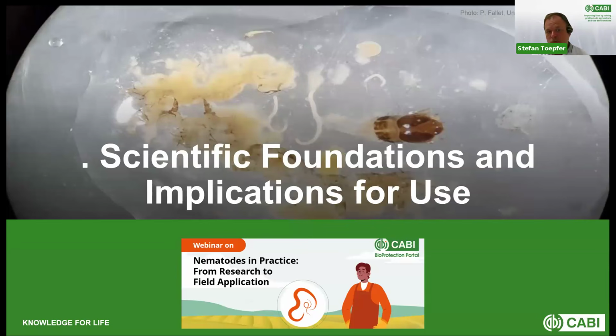So the first presentation is about scientific foundations and implications for use. As I said, that's presented now by myself as a crop health advisor from CABI. CABI is an international organization, not for profit. It's intergovernmental and is trying to solve issues in agriculture, food security, but also food safety. And when it comes to food safety, of course, the entomopathogenic nematodes play a big role.